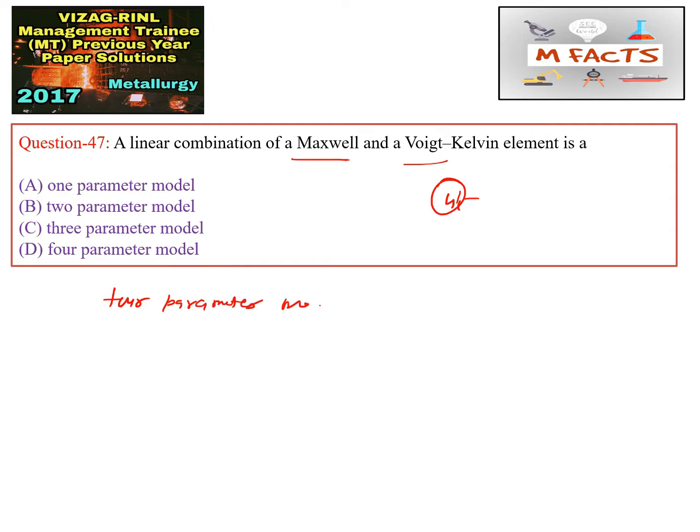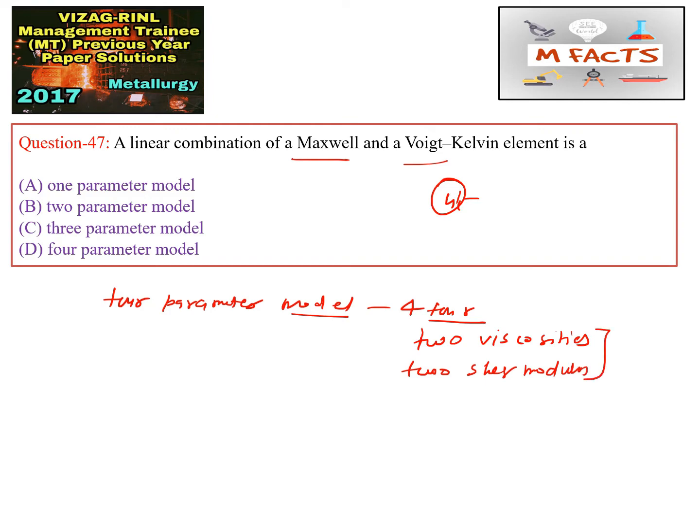Why? Because we need four parameters to justify this system. Four parameters, that is two values of viscosities and the other two are shear modulus. These are the four parameters needed to describe the exact behavior of the material. So this is two for viscosity and two for shear modulus. So the linear combination of Maxwell and Voigt-Kelvin element is basically a four parameter model.